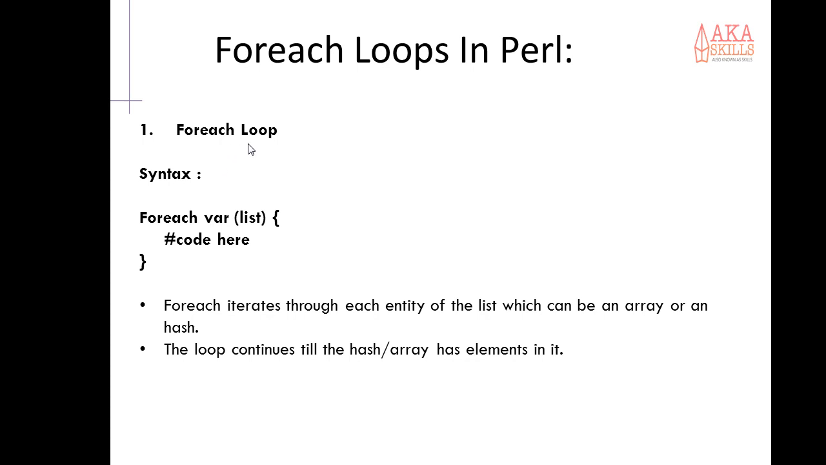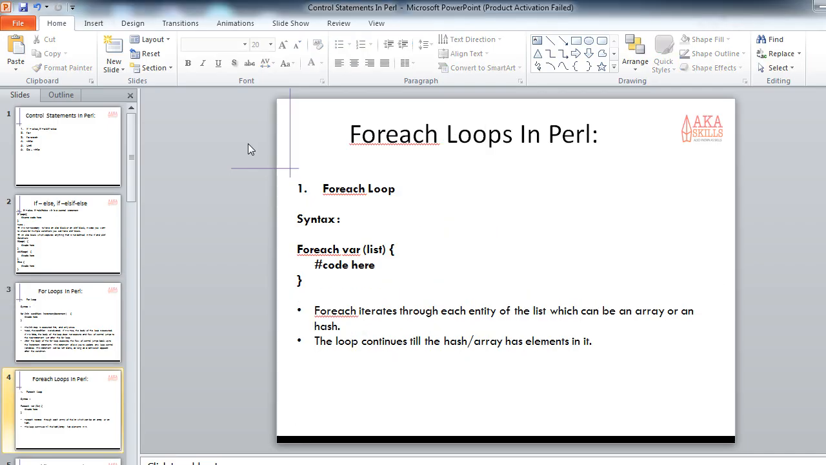Next is the foreach loop. The foreach loop is a very powerful loop that is used for traversing arrays and hashes. We'll look into these loops in detail by taking various examples. So let's move on to the example section now.